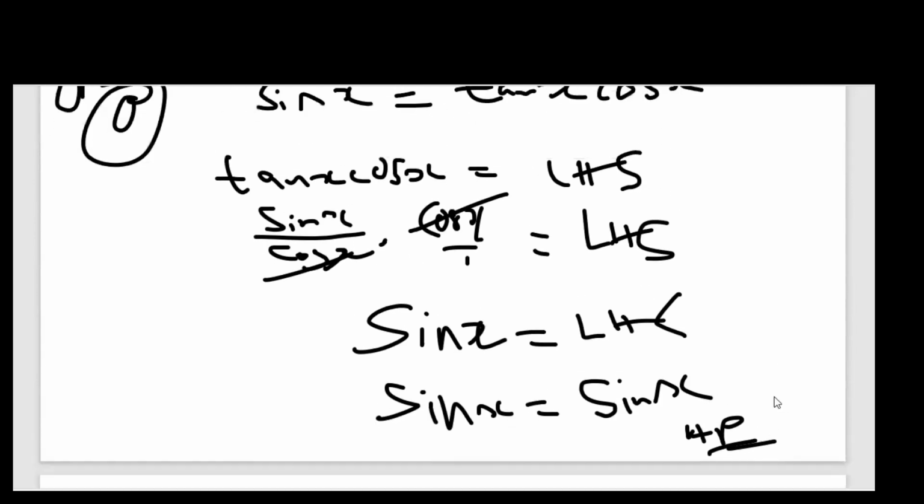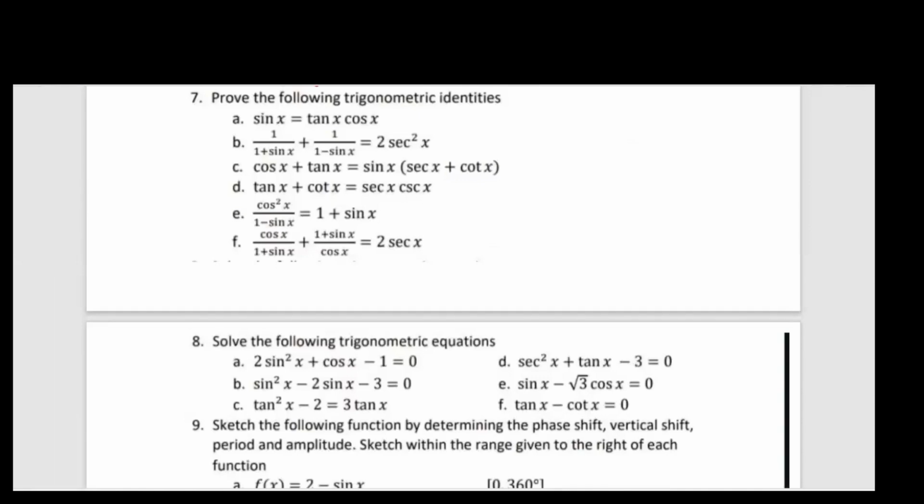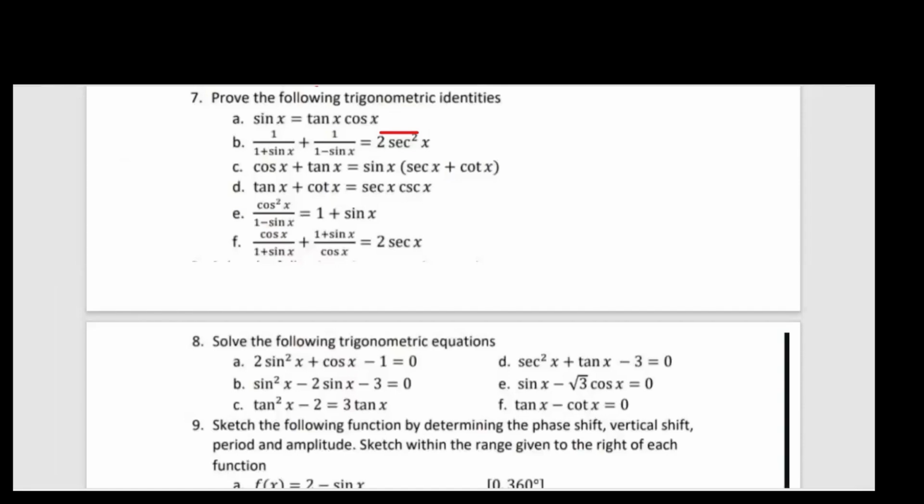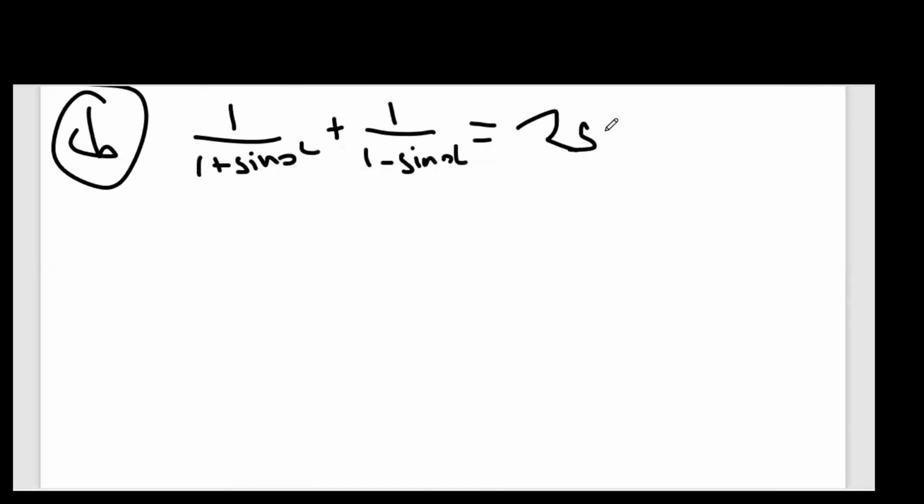All right, so let's go to B and try to prove the identity. We have 1 over 1 plus sin x plus 1 over 1 minus sin x is equal to 2 over cos squared x. We can see that this part on the left is more complicated, so we're going to simplify this to obtain that. Let me write it there. I have 1 over 1 plus sin x plus 1 over 1 minus sin x, and this should be equal to 2 over cos squared x.